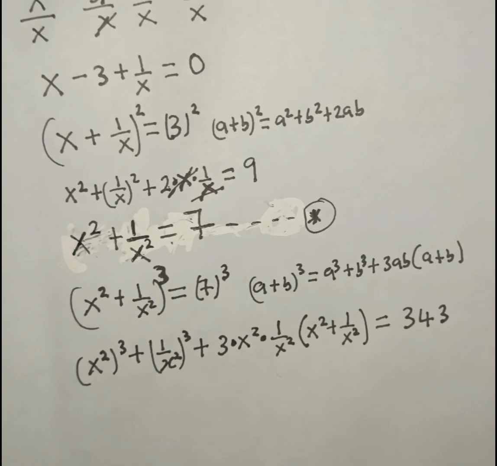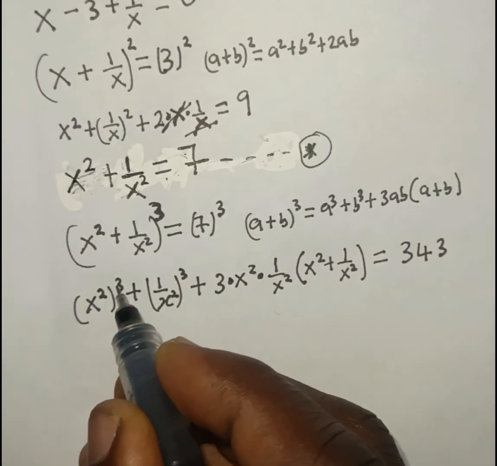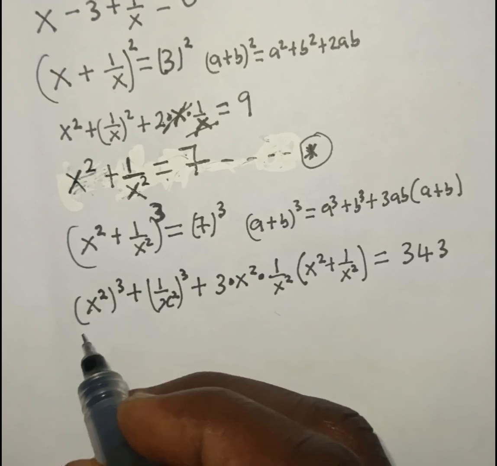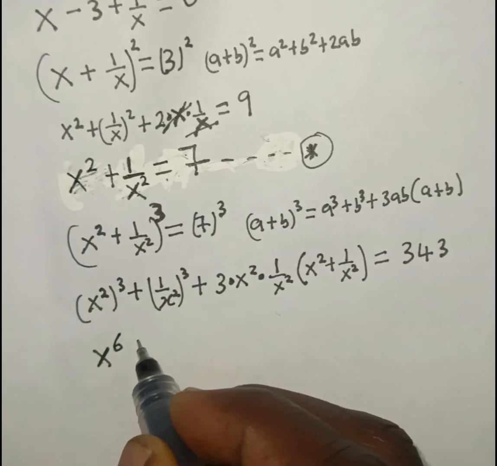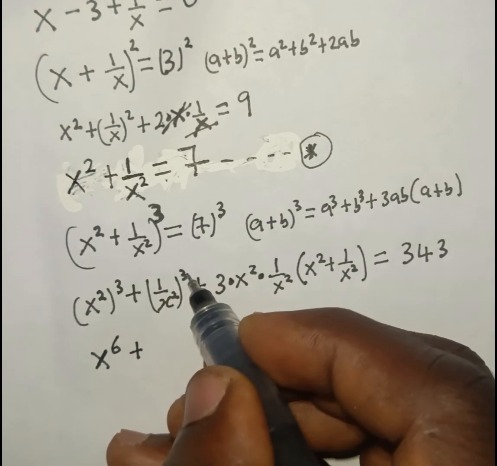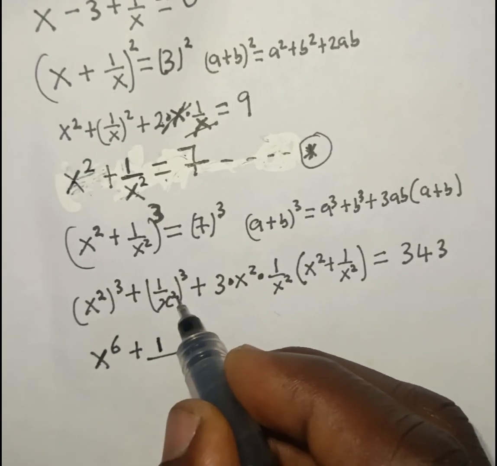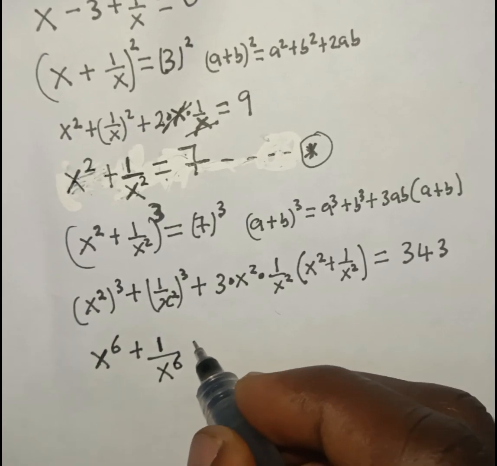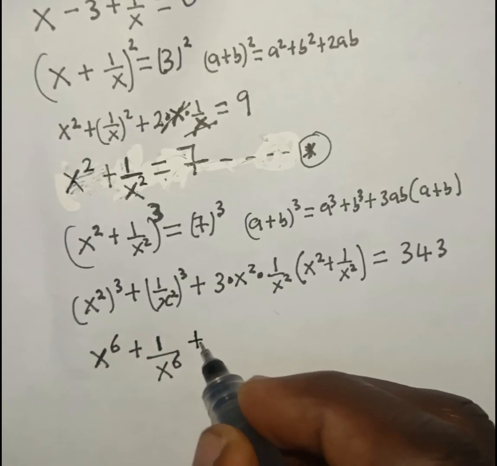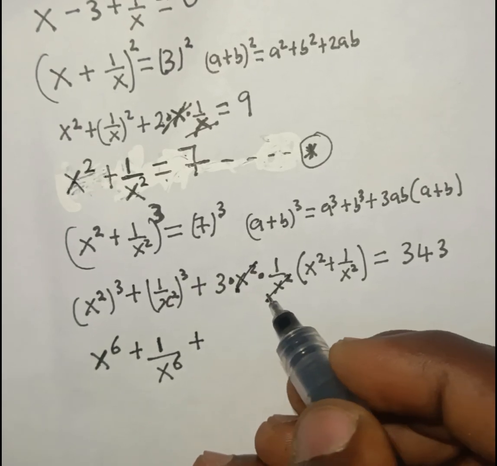Now, the next thing, we are going to simplify further. Here, x to power 2 raised to the power of 3. When we multiply the two power, it's going to give us x raised to the power of 6, then plus 1 raised to the power of 3 over x to power 2 to power 3 is going to give us x raised to the power of 6. Then plus this x to power 2 is going to cancel this x to power 2.